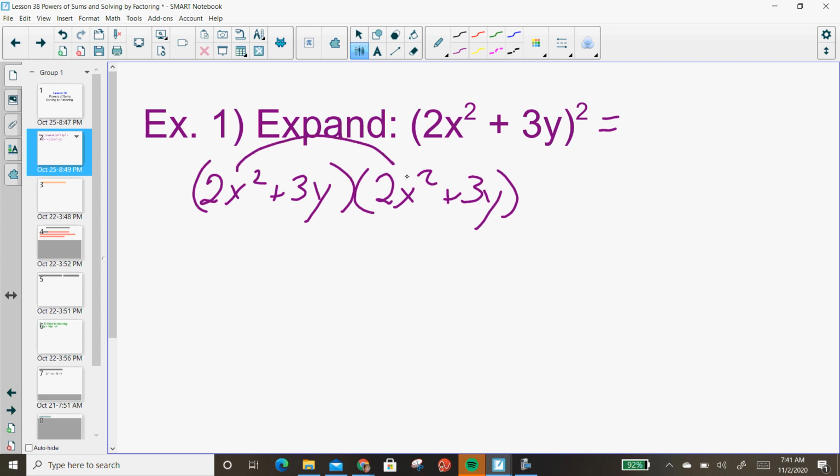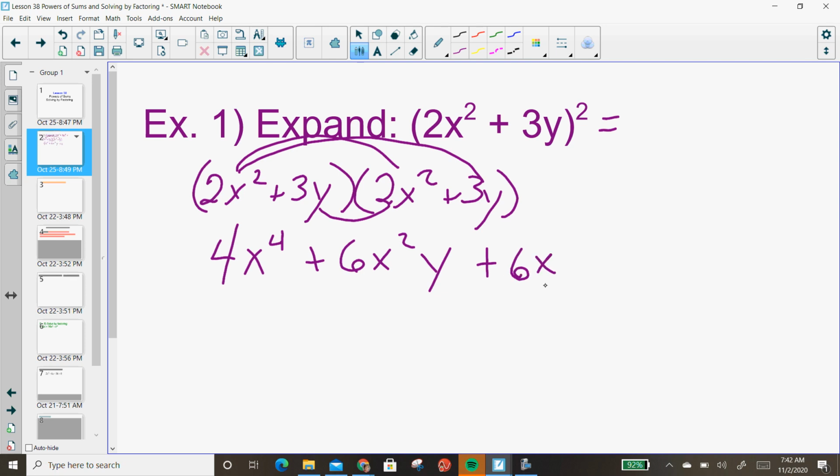So if I take first times first, 2x squared times 2x squared is 4x to the fourth. Outside times outside, 2x squared times 3y is a positive 6x squared y. And then inside times inside is going to be another 6x squared y. And last times last, 3y times 3y gives us a plus 9y squared.